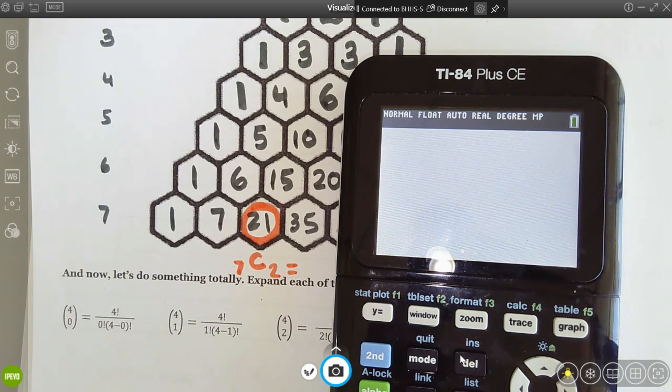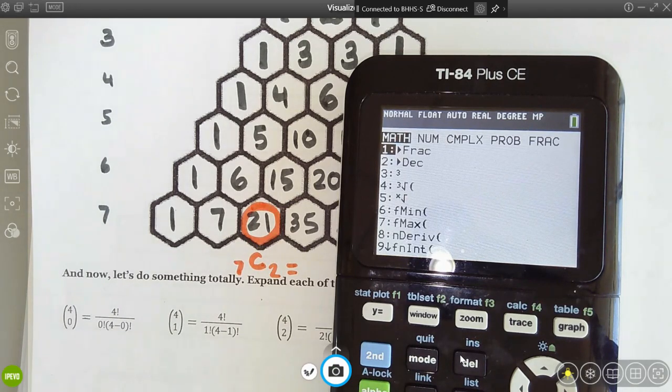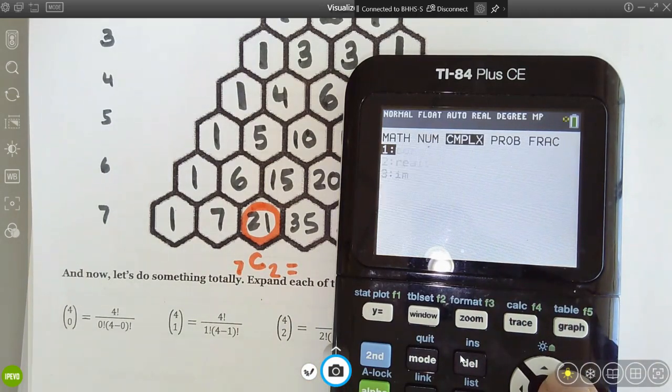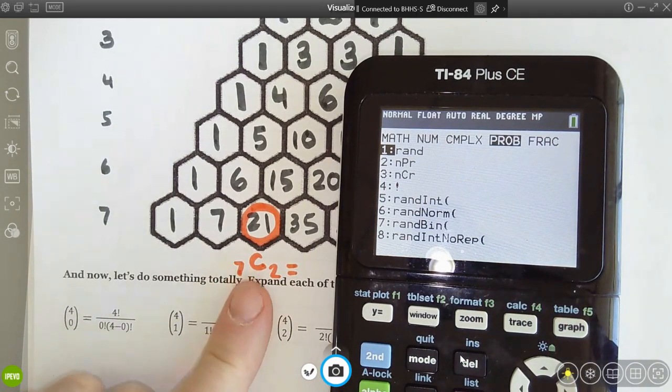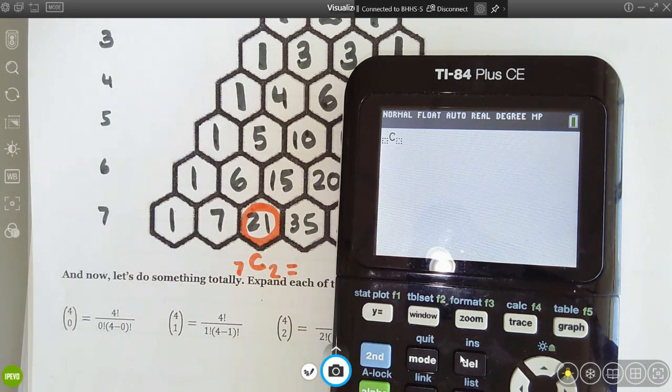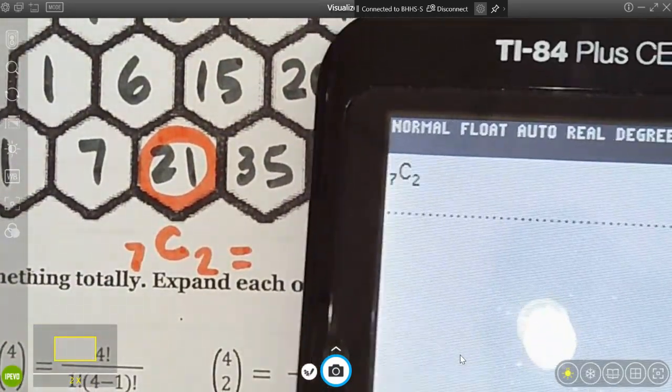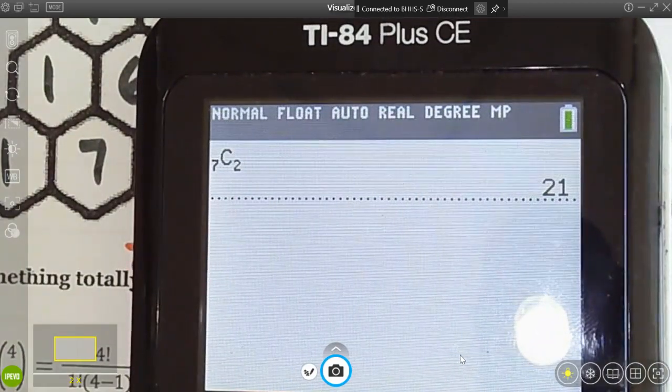And then what you're going to do is you're going to hit the math button. Once again, the math button. And you're going to cruise over to prob. Prob is for probability. This is actually used in probability a lot, but we're not doing any probability with it today. You'll see where it says nCr. You're going to click on that, and then you're going to input 7 and 2. Just like I'm doing right now. And then you're going to hit the enter button, and sure enough, there's your 21.